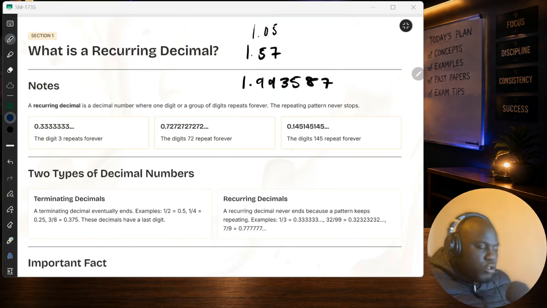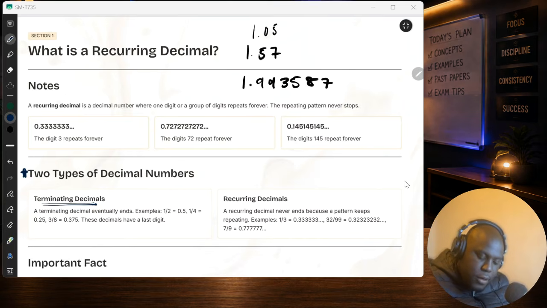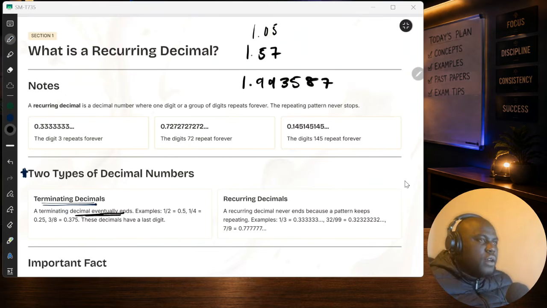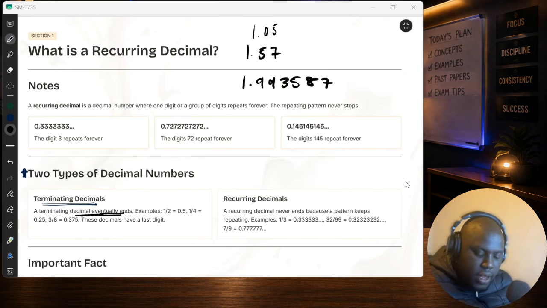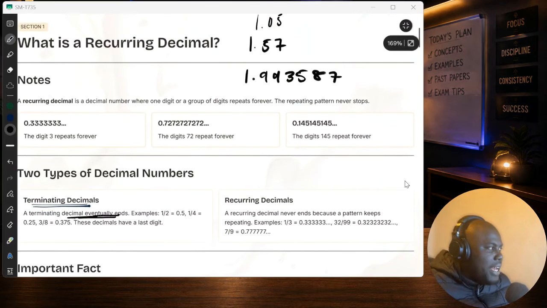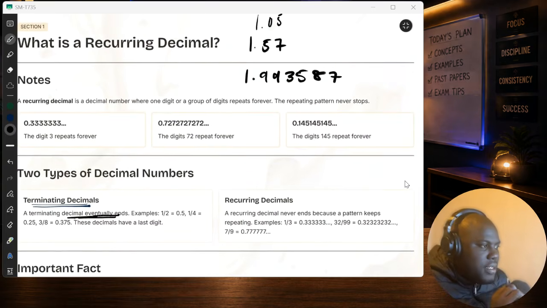Now, we have two types of decimal numbers. Numbers with digits after the comma come in two types. One is called a terminating decimal. A terminating decimal is the easy one, the one we have talked about so many times. It's one where the decimals eventually end. So the digits after the comma eventually end. They don't go on forever. If they end, then we call it a terminating decimal.